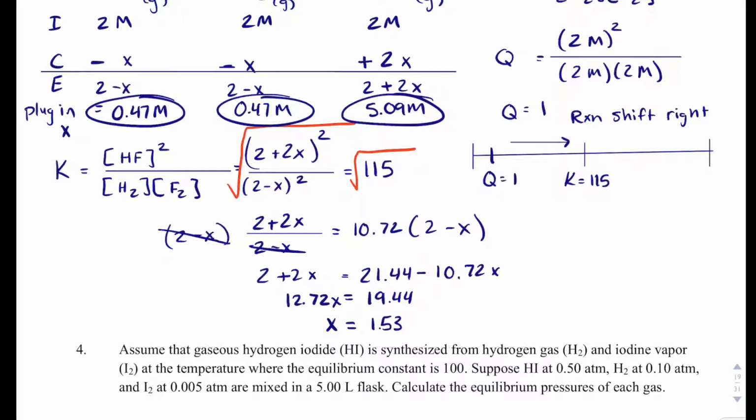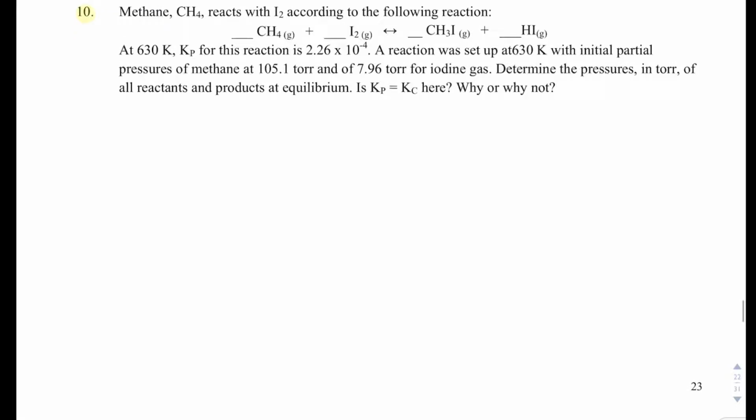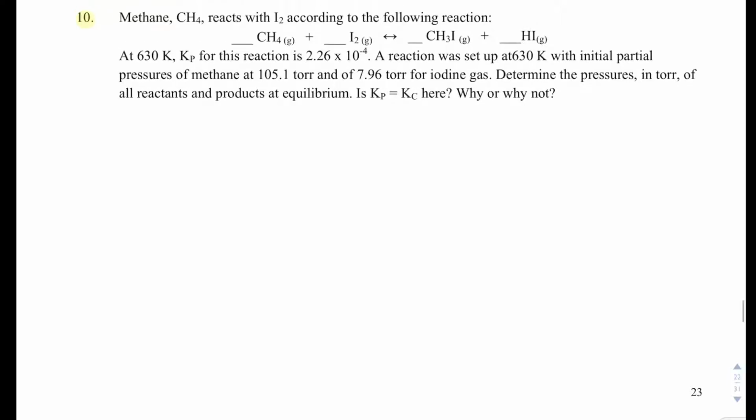There we go. Our last problem is going to be the last one for this set of notes, and it's going to be number 10. And this one is more like the problems that you will commonly see. So this is the most common type of equilibrium problem.